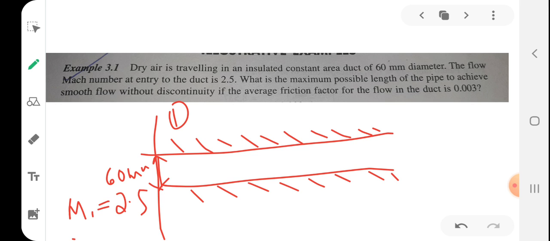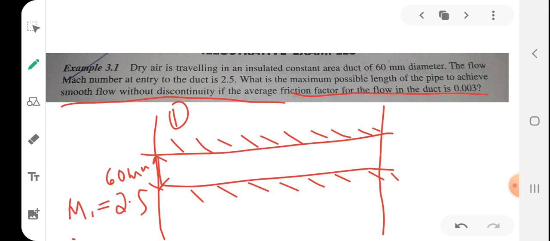What is the maximum possible length of the pipe to achieve smooth flow without discontinuity if the average friction factor for the flow in the duct is 0.003? It means that for a Fanno flow, the maximum possible length for the duct corresponds to the length of the pipe required to choke the flow. So choking.